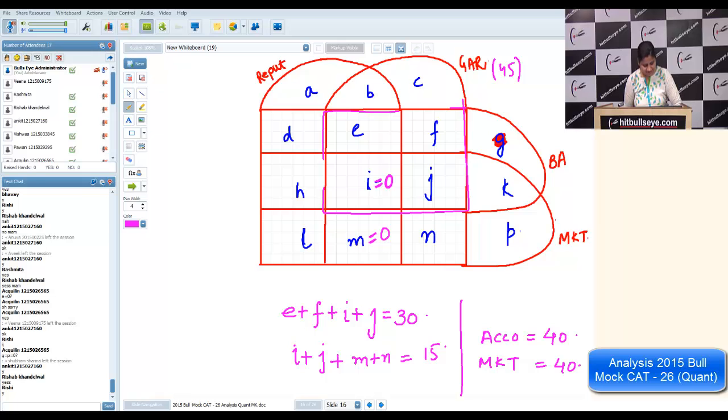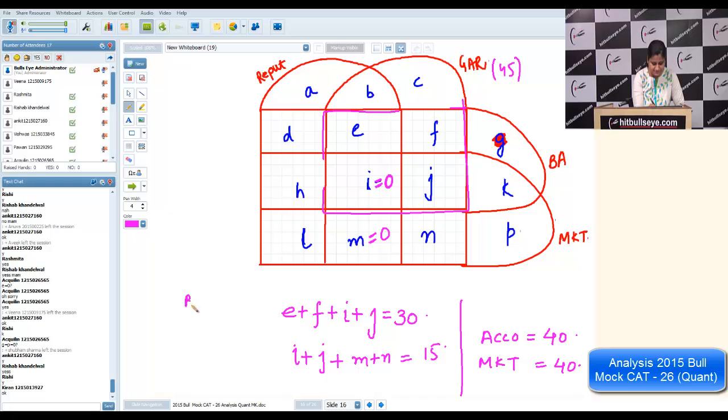Then we have 30 trainees who were BComs. If 30 trainees were BComs, BAs will be 50. Now we have two categories, either marketing or accountancy. There is nothing common. So 30 trainees were BComs, of which 15 had experience in marketing. It means in accountancy they were 15.